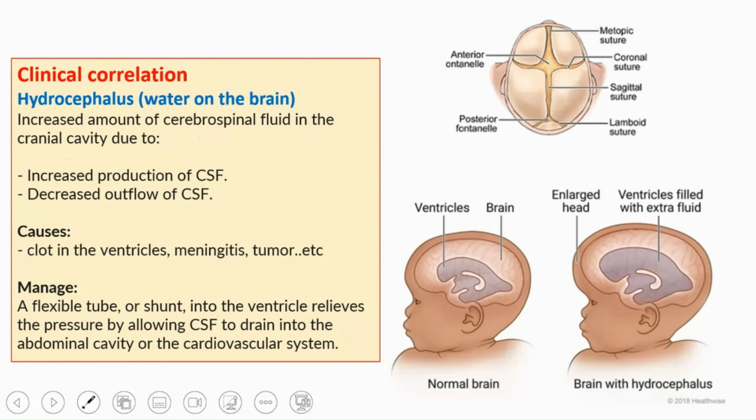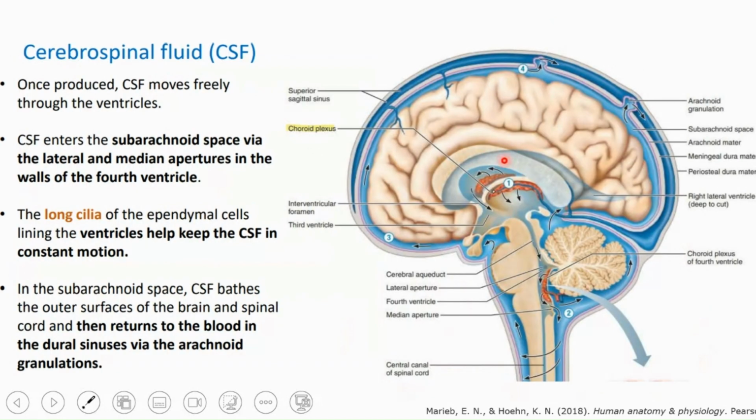Now, what will be the cause? It could be either an increase in the production of CSF, or there is an obstruction in the outflow of the CSF. For example, it could be an obstruction in the ventricle here, or an obstruction here within the arachnoid granulation. It could be due to inflammation of the meninges leading to obstruction. So all these will cause accumulation of CSF within the brain.